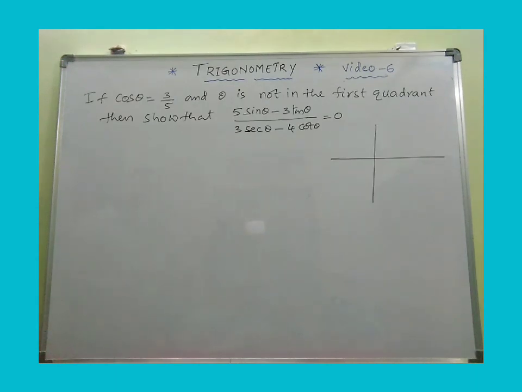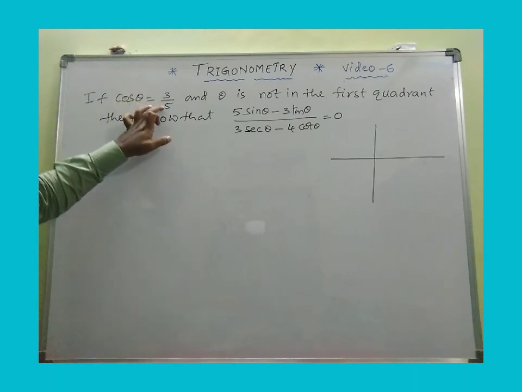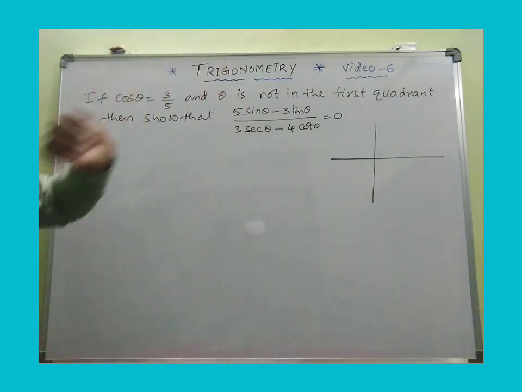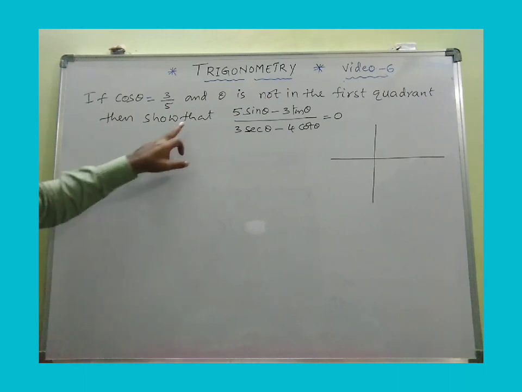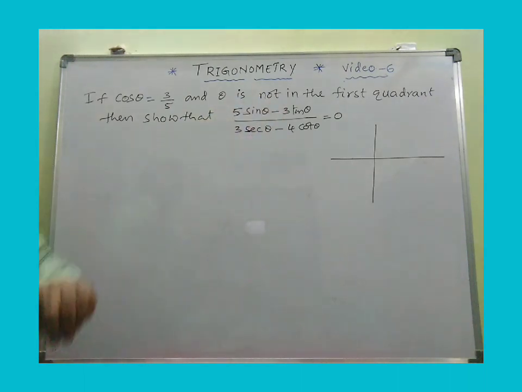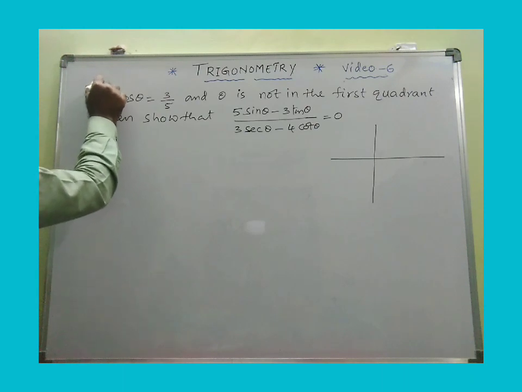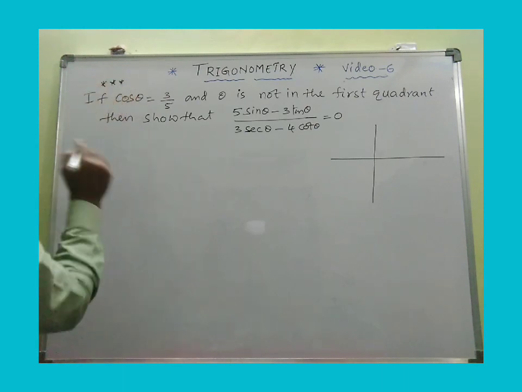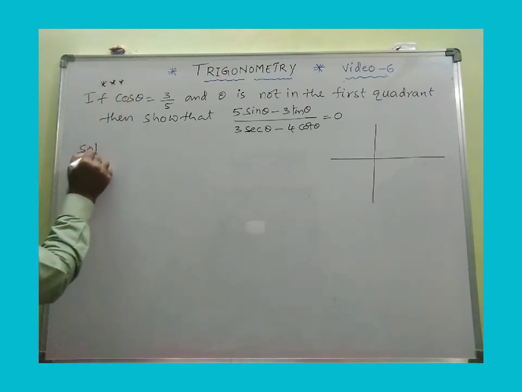So look at this question now. Cos theta is equal to 3 by 5 and theta is not in the first quadrant, then show that the value of 5 sin theta minus 3 tan theta by 3 secant theta minus 4 cot theta is equal to 0. This is a very important model. So look at this solution now.